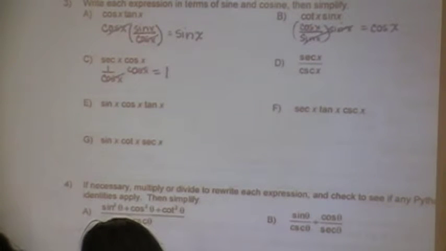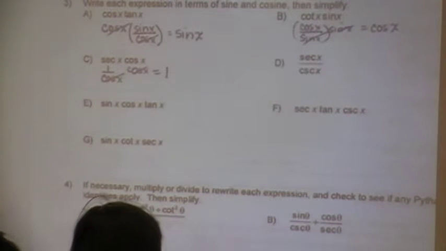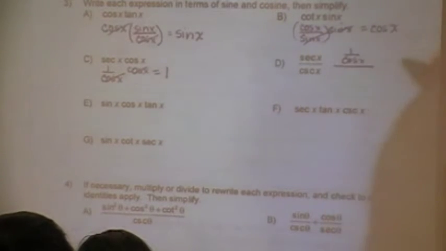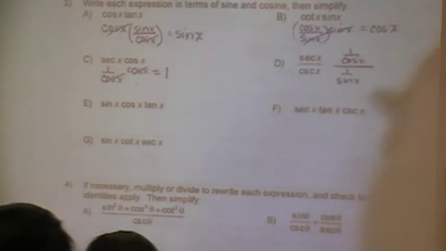Okay, now on D, I have secant over cosecant. So we're probably going to have to do some keep-switch-flip here. So I'm going to change them both. I'm going to change secant to 1 over cosine, and I'm going to change cosecant to 1 over sine. And then I'm going to keep-switch-flip. So I'm going to keep 1 over cosine, switch to multiplication, flip.